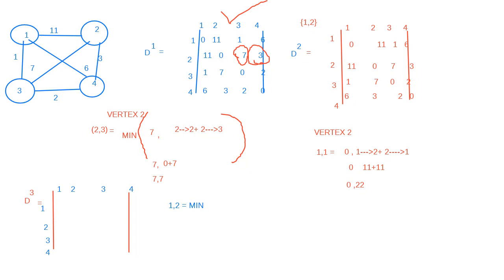So minimum of 11. Now I am solving for vertex 3, which means I have to include vertex 3 now, because here it is D3. Already the first 2 vertices I have included. Now I am including the third vertex. What is the meaning of the third vertex? First I have to go from 1 to 3, plus from 3 I have to go to vertex 2. So 11 is here.